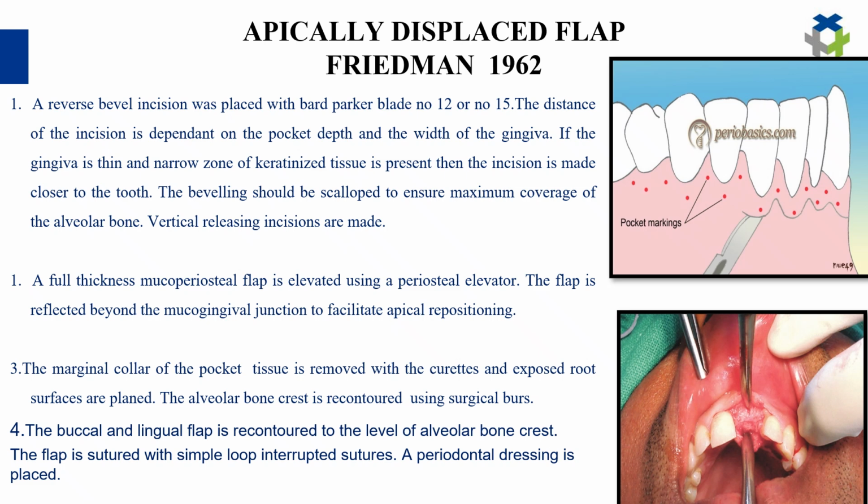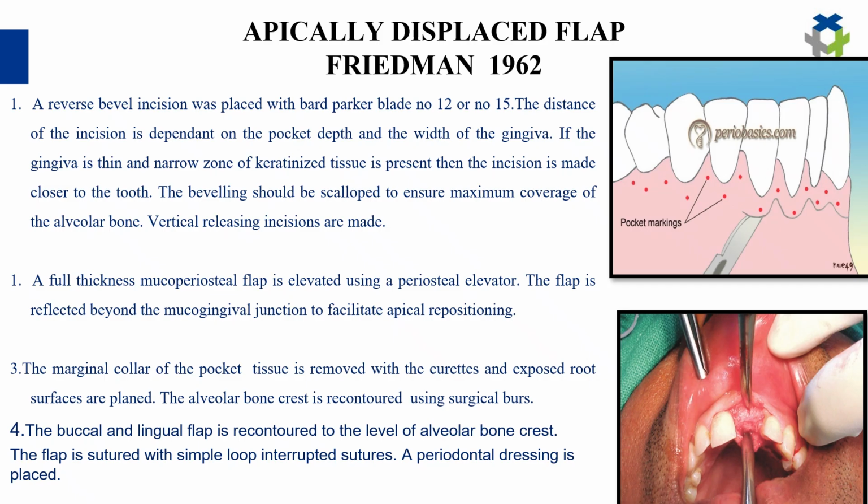The beveling should be scalloped to ensure maximum coverage of the alveolar bone. Vertical releasing incisions are made. A full thickness mucoperiosteal flap is elevated using a periosteal elevator. The flap is reflected beyond the mucogingival junction to facilitate the apical repositioning.